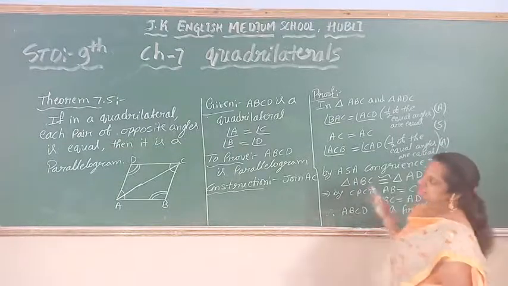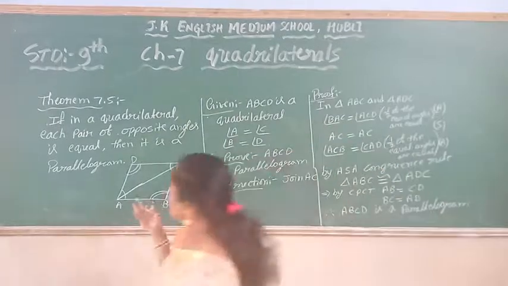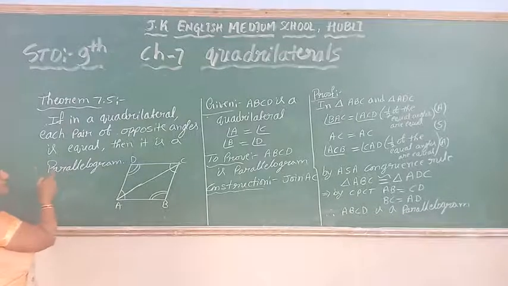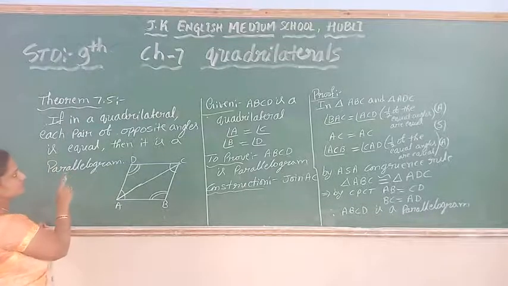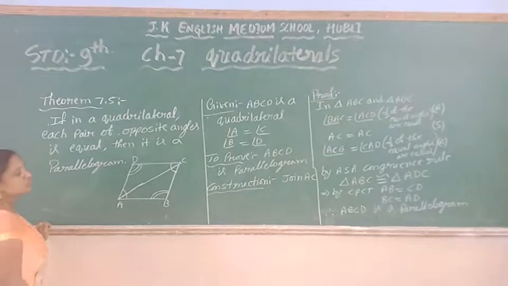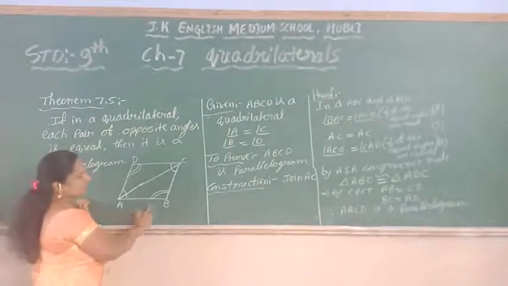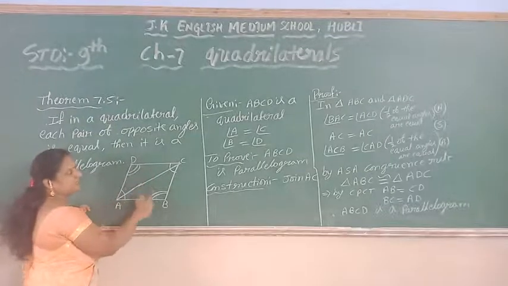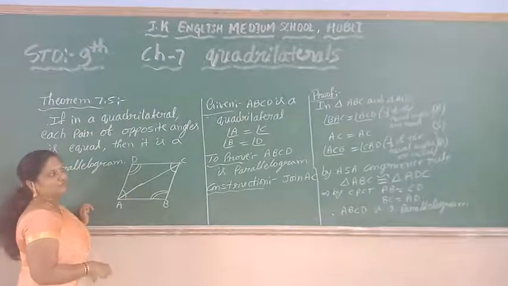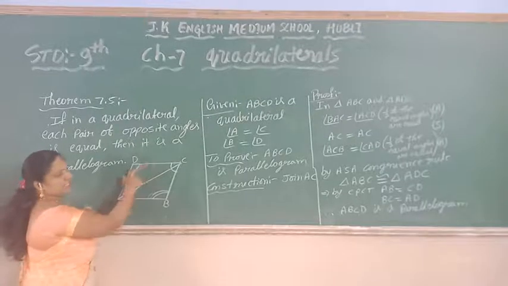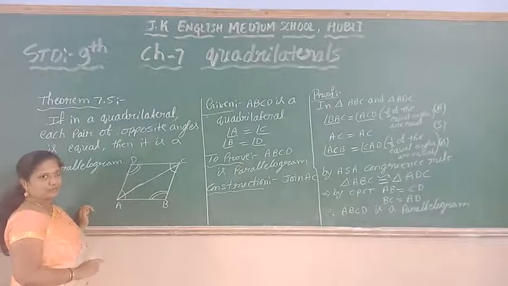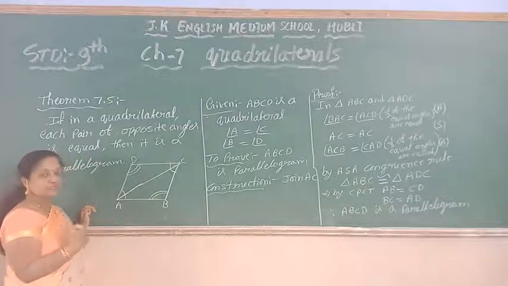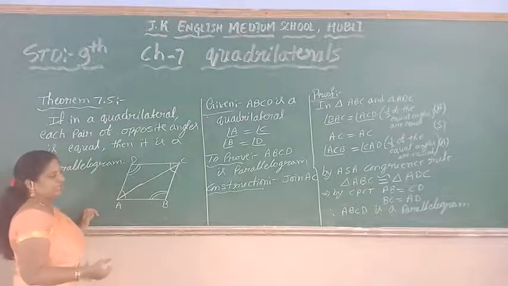Okay, children. See now, what the statement of theorem 7.5 tells. If in a quadrilateral each pair of opposite angles is equal, then it is a parallelogram. So first, what is given for us: ABCD is a quadrilateral in which opposite angles are equal. What do I prove? ABCD is a parallelogram. I have to prove it, meaning if I prove opposite sides are equal, then it is a parallelogram.